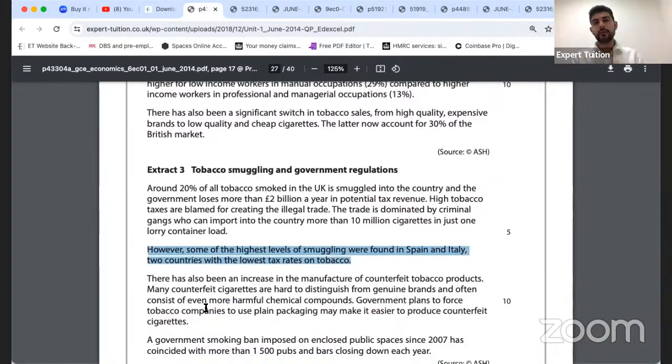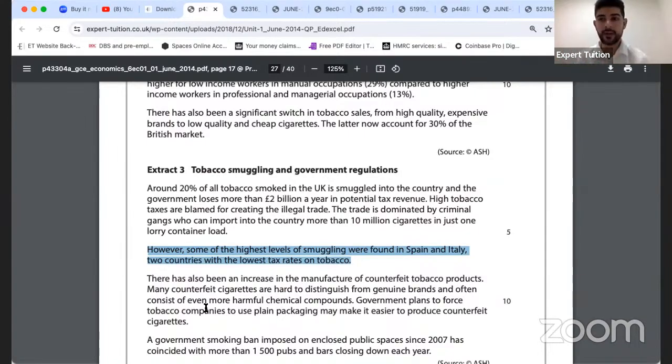And it says, some of the highest levels of smuggling were found in Spain and Italy, two countries with the lowest tax rates on tobacco. Okay. Therefore, is there a direct correlation between the government taxing cigarettes and there being activity on the hidden economy? Well, no, not really. Because if there's more smuggling taking place in countries with even lower tax rates than the UK, you're basically evaluating by saying, look, it's not the government's fault. This is not government failure. It is just, this is what happens in the market. The illegal activity would take place even if taxes were really, really low.